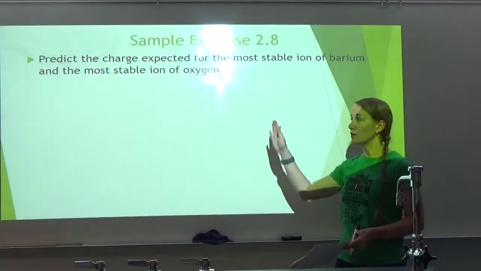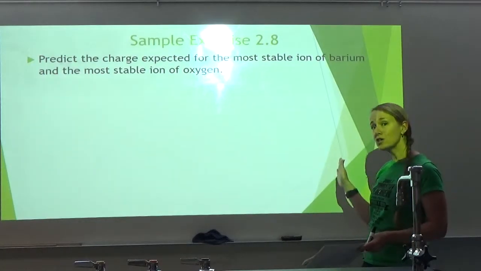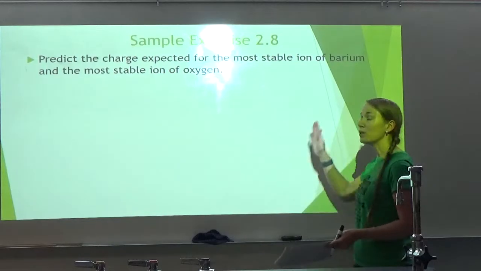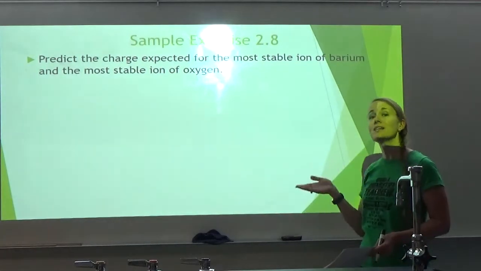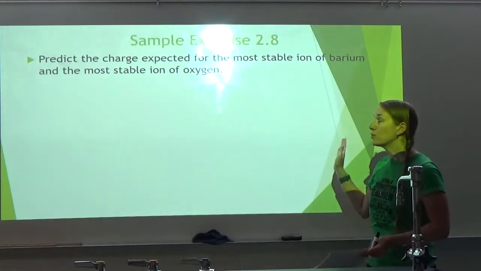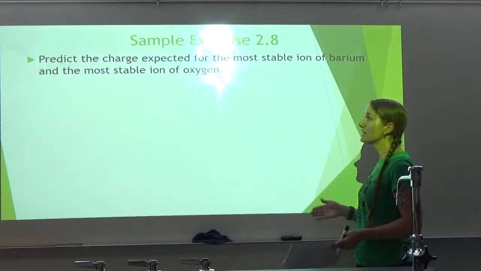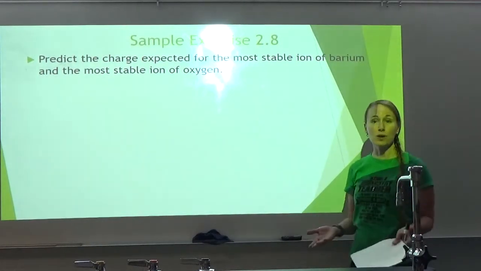So remember, the first column forms a +1 charge, then +2. We skip the transition metals. They're all going to be positive, but they can have variable charges. Group 13 has +3. 14, carbon's group, has positive or -4. Group 15 has a -3. 16 has a -2. 17 has a -1. And group 18 has a neutral or 0 charge, because those are our noble gases.